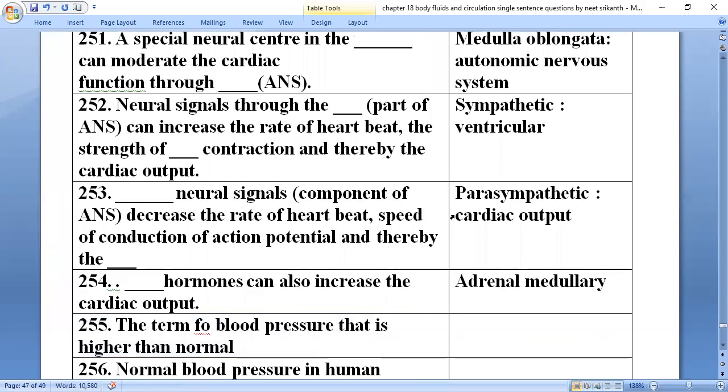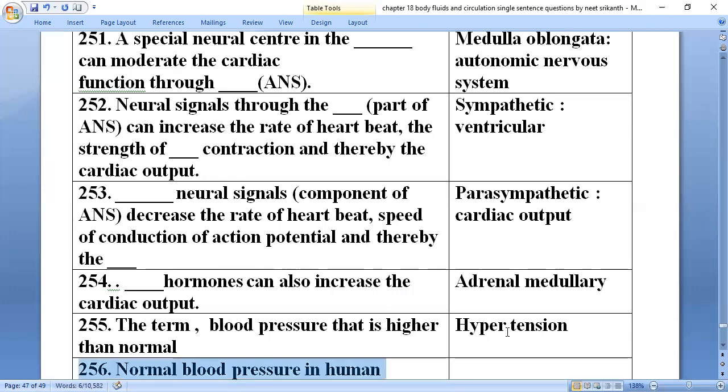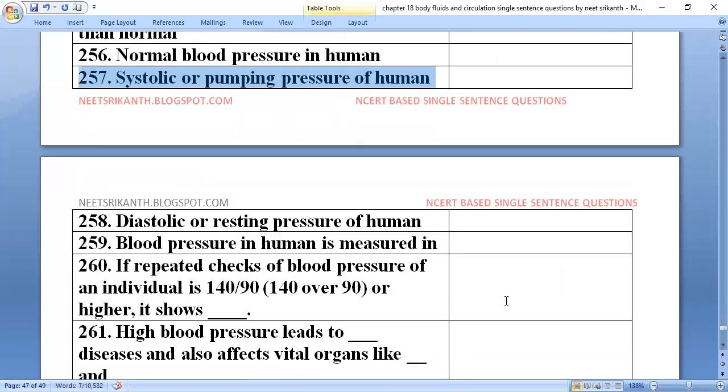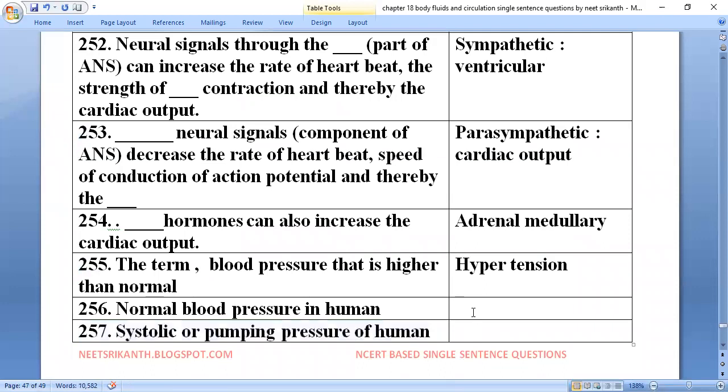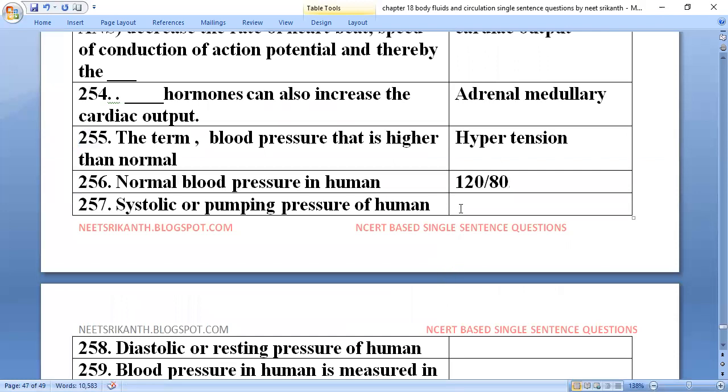The blood pressure that is higher than normal, we can say hypertension. Normal blood pressure in human is 120 by 80, systolic pressure by diastolic pressure. Systolic pumping pressure of human is 120, diastolic pumping pressure of human is 80.